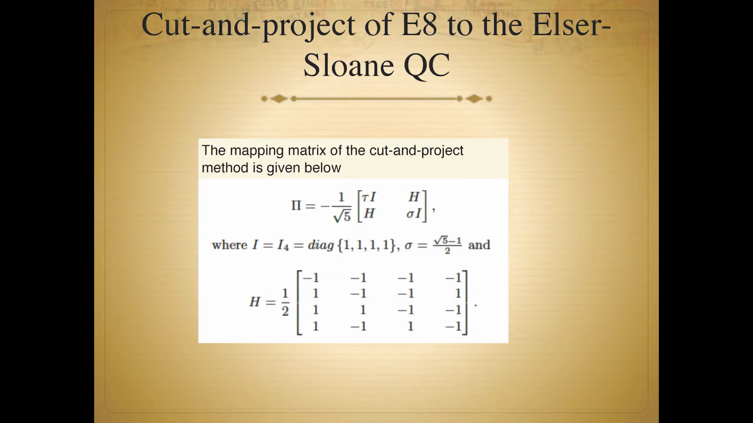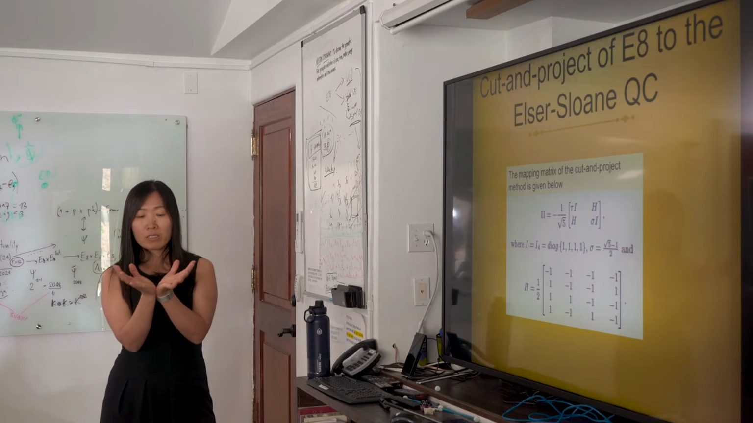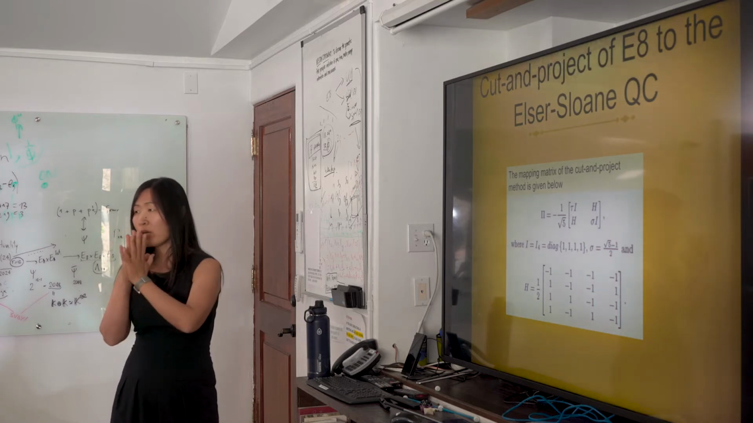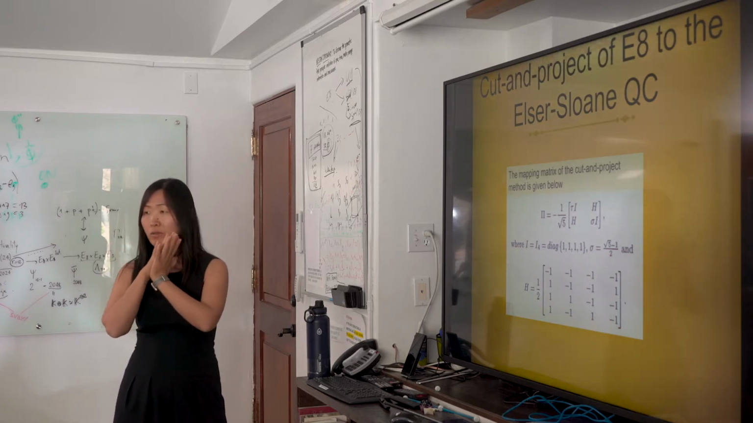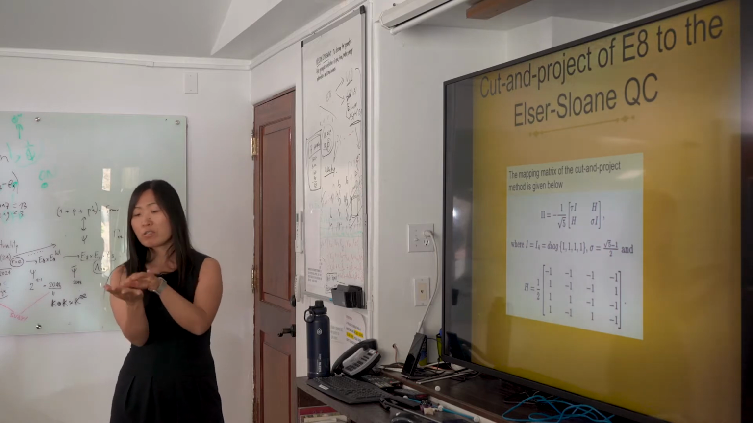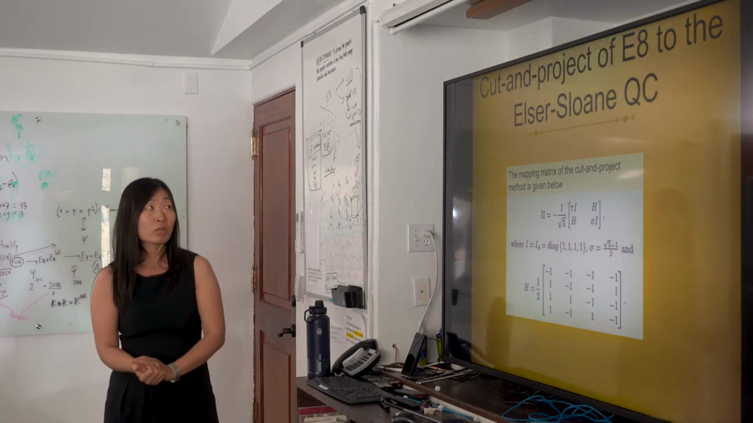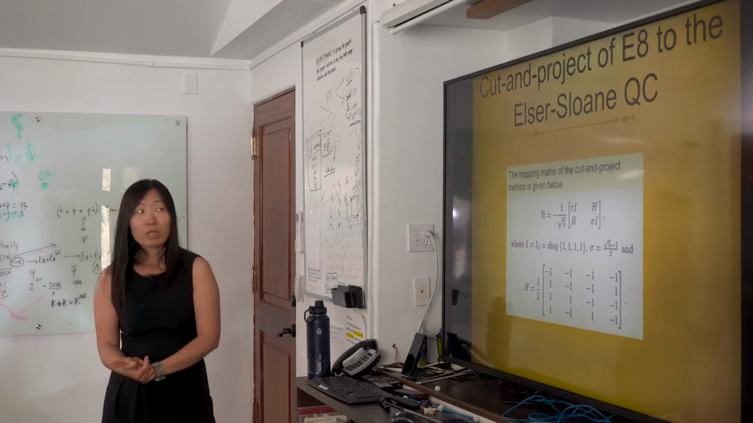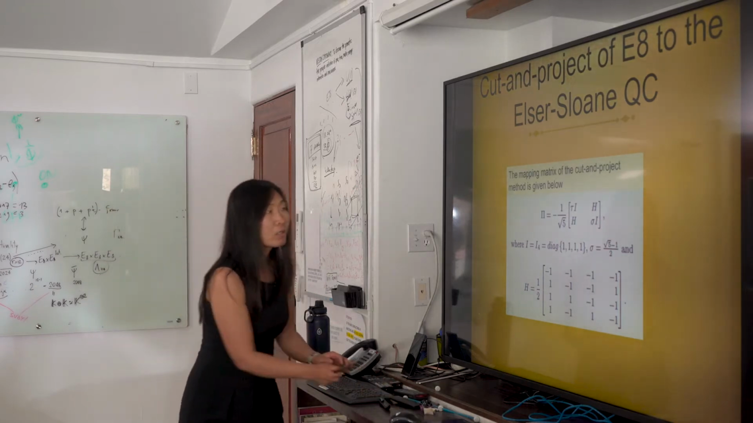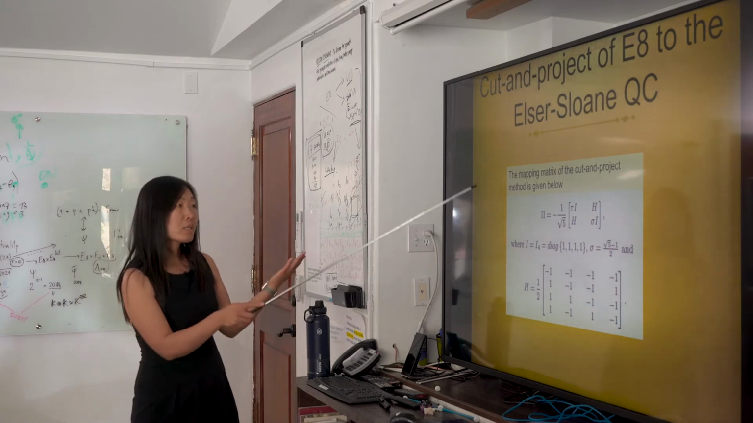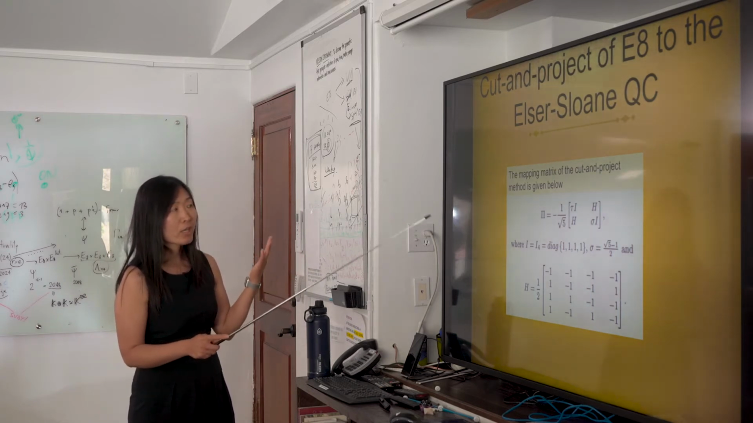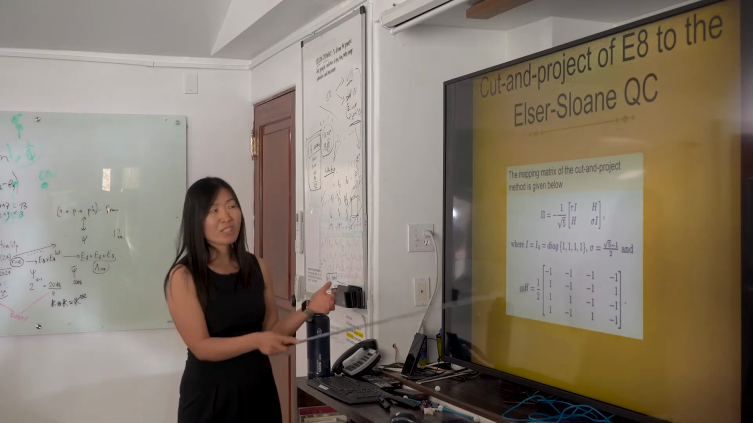All right, so to achieve the Elser-Sloane quasicrystal in 4D, it's really as simple as a bending. You have the 8D E8, and you just fold it in half, right? And then each of these folds would be a 4-dimensional quasicrystal, which is the Elser-Sloane quasicrystal. And this is the simplest cut-and-project method that I can find; the mapping matrix is this.